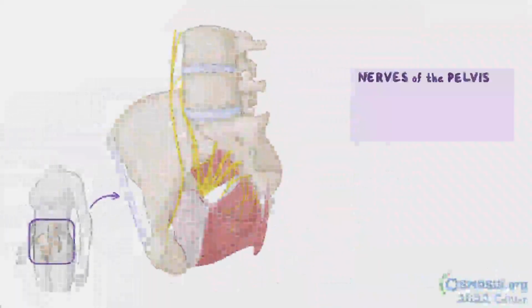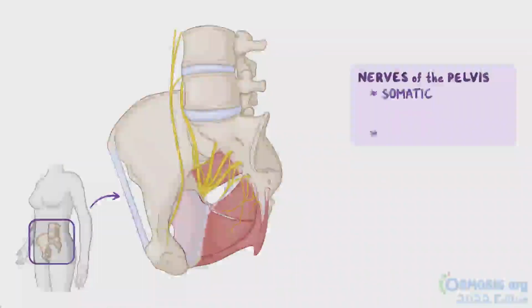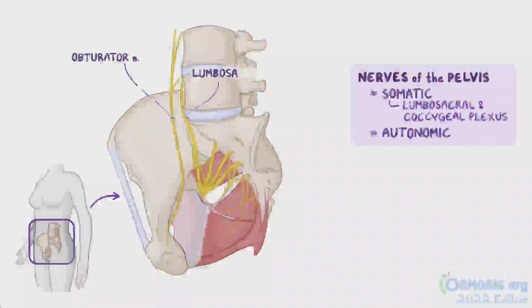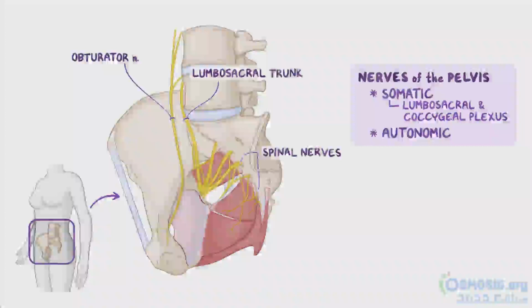Okay, now let's switch gears and look at the nerves of the pelvis, which can be divided into somatic and autonomic nerves. Somatic nerves arise from the lumbosacral and coccygeal plexus. They include the obturator nerve, the lumbosacral trunk, and spinal nerves that arise from the sacral and coccygeal segments of the spinal cord.